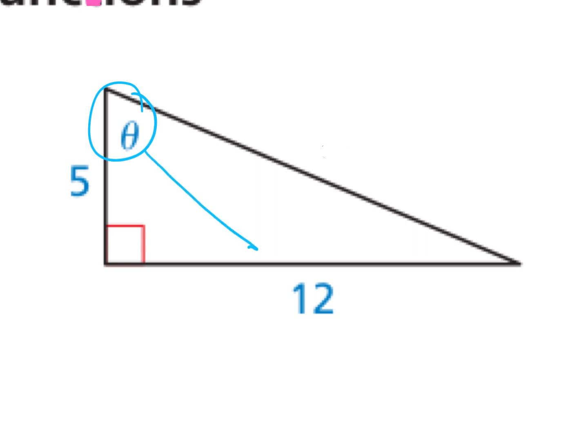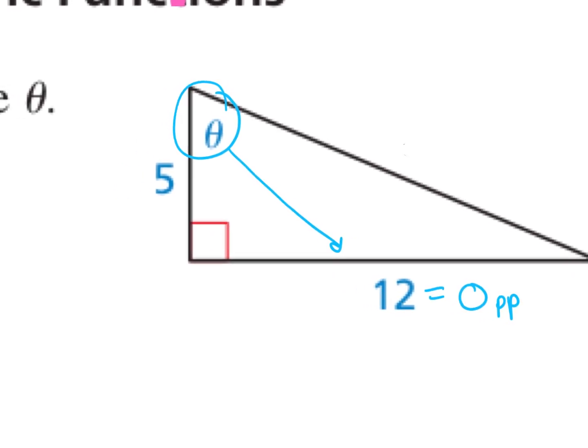So would 12 be opposite, adjacent, or hypotenuse? Opposite. Awesome. It is opposite of theta. What about 5? What would that be? Adjacent. It's right next to theta, and it's not the hypotenuse, so that would be adjacent. And then our hypotenuse, we don't know what that is. We're not sure yet.